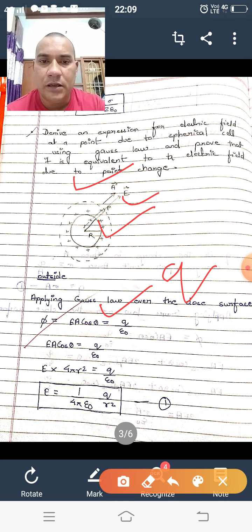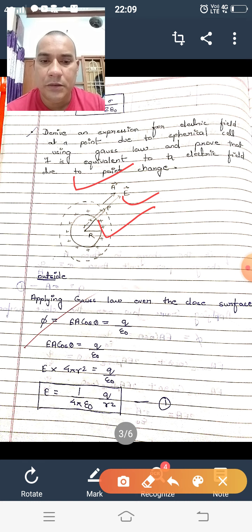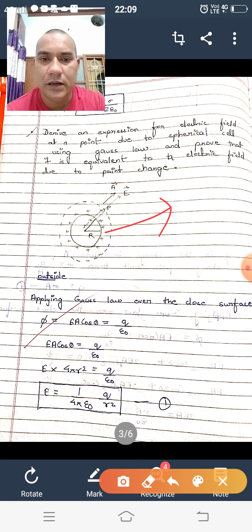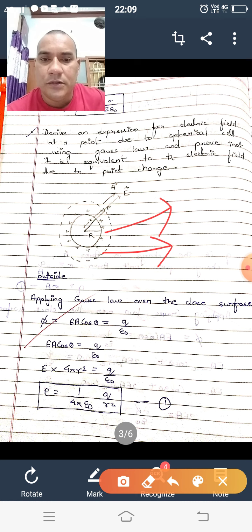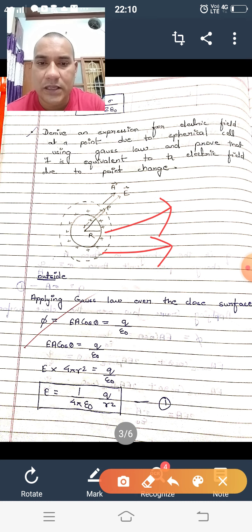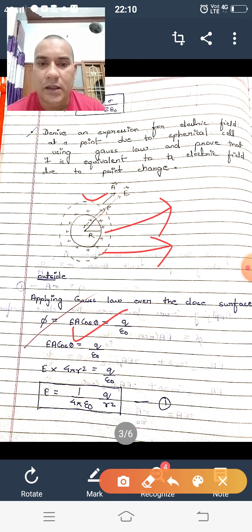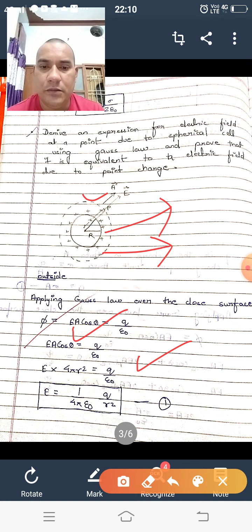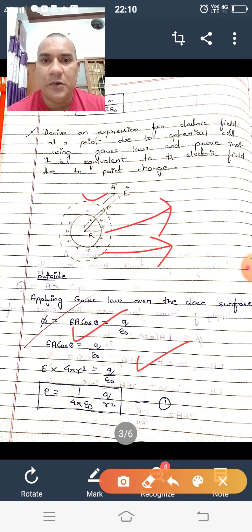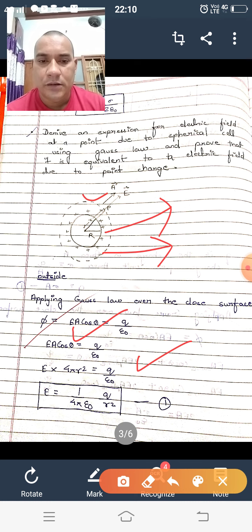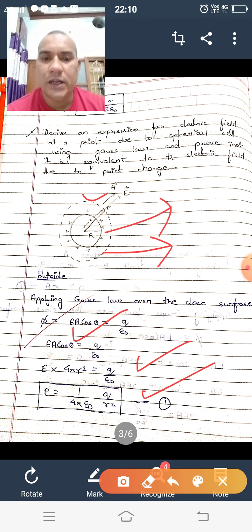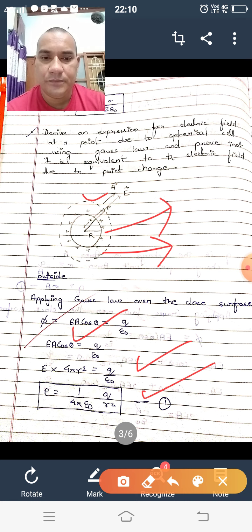Now in E A cos theta, what is the angle between the area vector and the electric field vector? We know that the area vector is perpendicular to the surface area, so this is the direction of the area vector, this is the direction of the electric field. So theta will be 0 degree. That's why here there is cos 0 degree. And what is the surface area of a sphere? 4 pi r square. So E into 4 pi r square is equal to Q by epsilon naught, or E is equal to 1 by 4 pi epsilon naught Q by r square. So you can see this is just equivalent to the electric field due to a point charge.